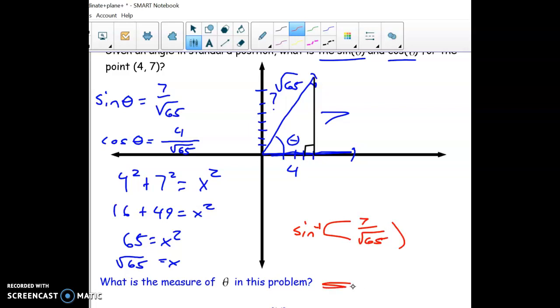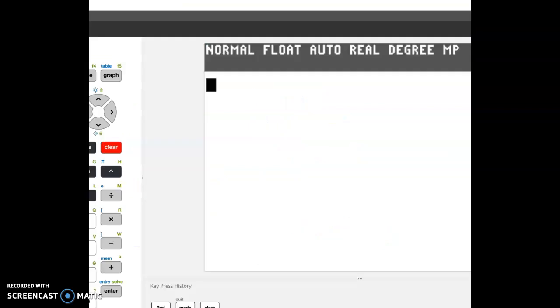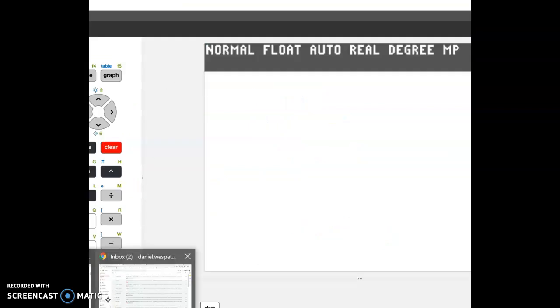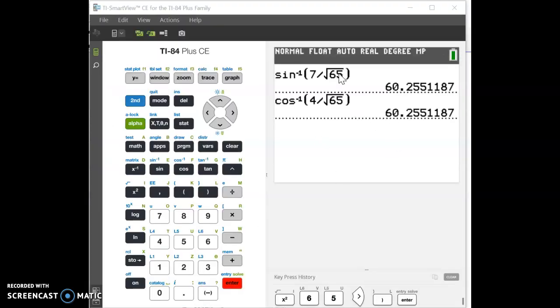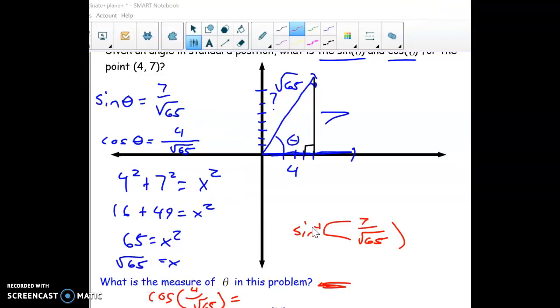But do inverse sine or inverse cos of that ratio. Okay, and either one should work, right? They should get the same angle. So if we try that, see if I type them in, I can use either inverse with the correct ratio, and then we get it's about a 60-degree angle. So we'll call it like 60.3. So the measure of the angle here is 60.3.